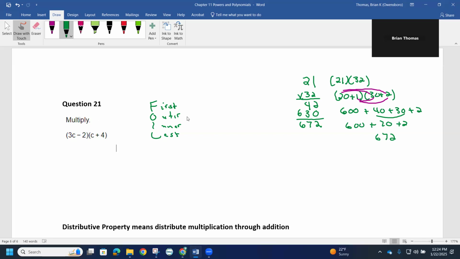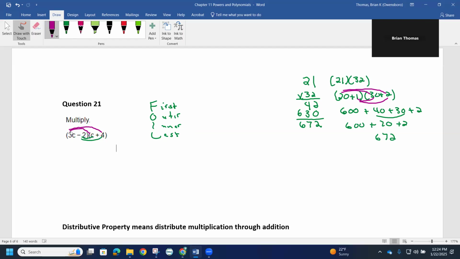So first terms. Outer terms: notice that the 20 is on the outside, and the 2 is on the outside. Outer terms. Inner terms: notice how the 1 and the 30 are inside. Inner terms. And then the last terms: the 1 is the last term here and the 2 is the last term there. So we have that association. Essentially, to multiply a binomial times a binomial, we multiply the first terms and then the outer terms, and then we come back through and multiply the inner terms and then the last terms.